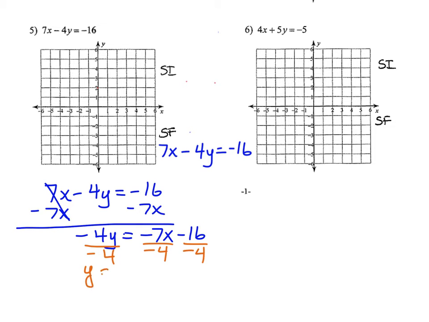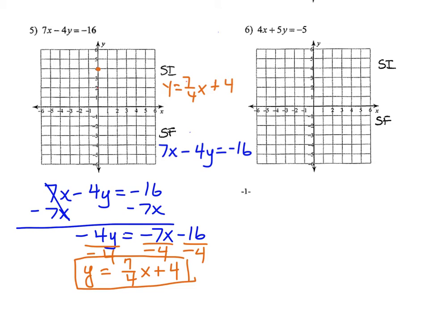On the left I have y. Y equals negative 7 divided by negative 4 is the same as 7 divided by 4, x, and then minus 16 divided by minus 4 would be plus 4. So now I've got my equation in slope-intercept form. Y equals 7/4 x plus 4. And now that's nice and easy to graph.